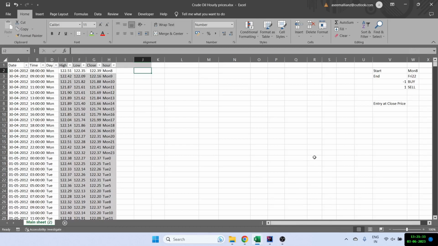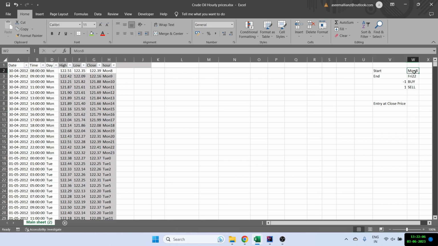Hi everyone. I'm going to show you today how to test an opening range breakout strategy, but on a positional basis. I've got the crude oil data here on an hourly time frame. Let's say I want to start checking on Monday at 8 o'clock, and my final exit will happen on Friday at 10 in the evening, but I also obviously have a stop loss in place. So what I'm looking for is on the first candle.